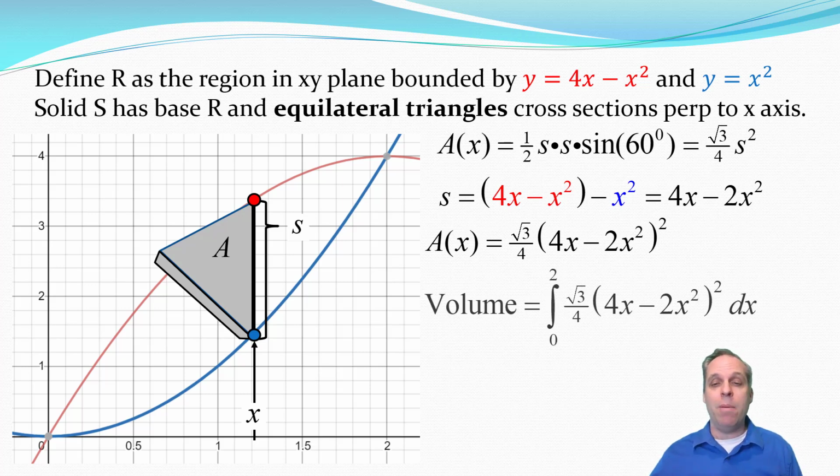And I can find the volume as I always do. I just integrate all those pieces, multiply by dx to get the thickness, and integrate from 0 to 2. This is the exact same integral I did moments ago, but with a constant involved. So it's just the same answer I had before, multiplied by the square root of 3 divided by 4.